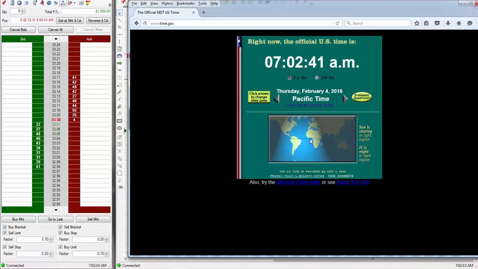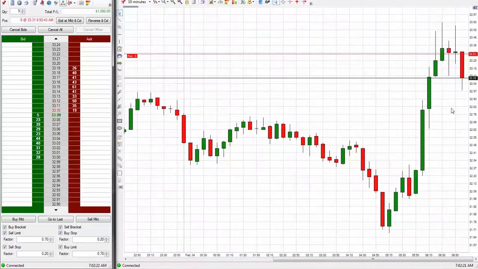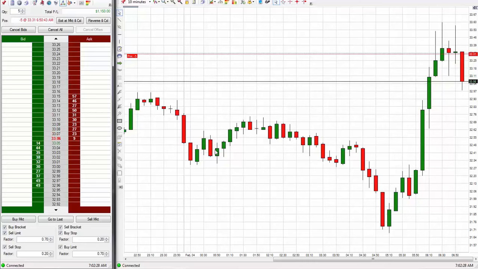It's 7 o'clock in the morning in California time. Anyway, I just wanted to prove this isn't some sort of replay. And you can see I know what this thing's going to do before it even does it. I called out this trade in advance. The only thing I had to do was change the stop.